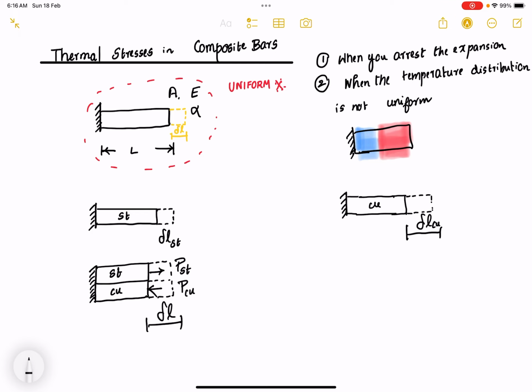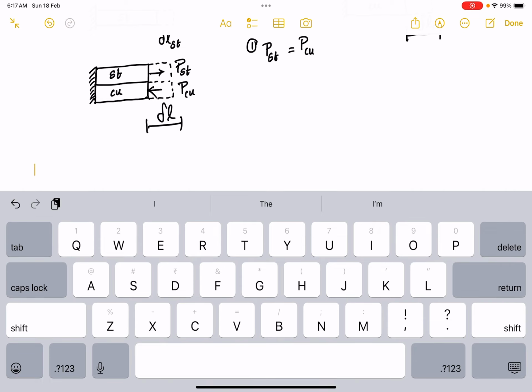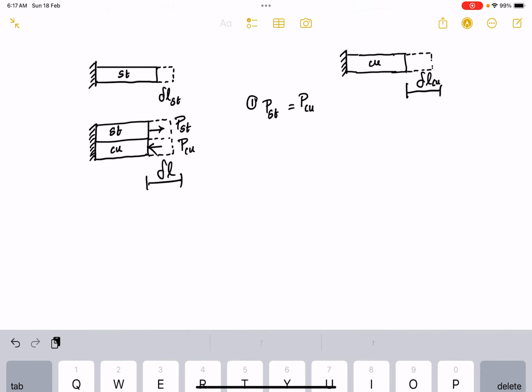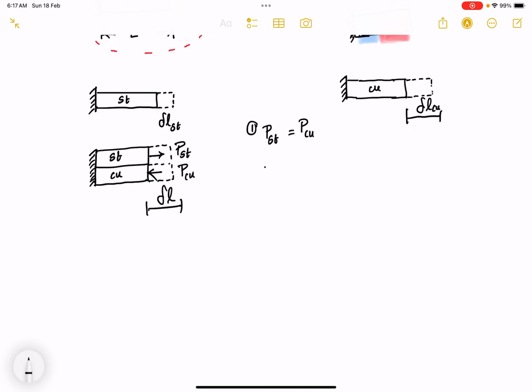Okay, so for equilibrium, these two forces should be equal. So our first equation will be: load on steel should be equal to load on copper. I can write stress as load by area. So load should be equal to stress into area. So load is stress in steel into area of steel, and that should be equal to stress in copper into area of copper. So this is going to be our first equation.